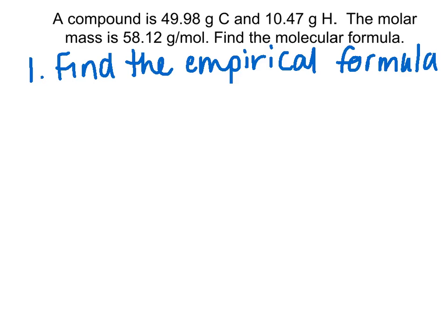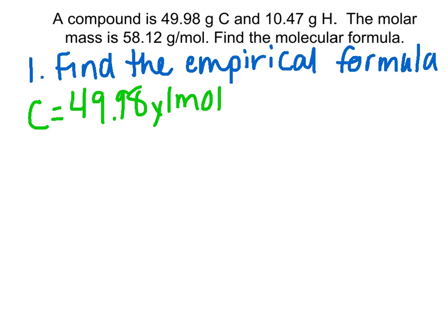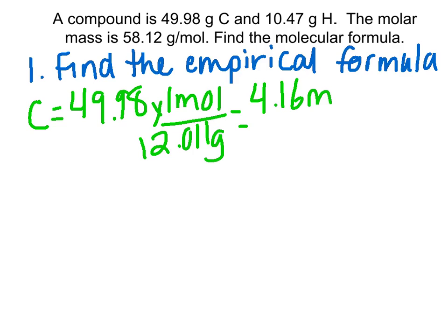Okay, now we have 3 steps to this problem. The first one is we need to find the empirical formula. So we're going to do everything just like we did with the last set. So we're going to, for carbon, first of all figure out how many moles this is. So I've got 49.98, and putting in my molar mass ratio, I see that we have 4.16 moles.